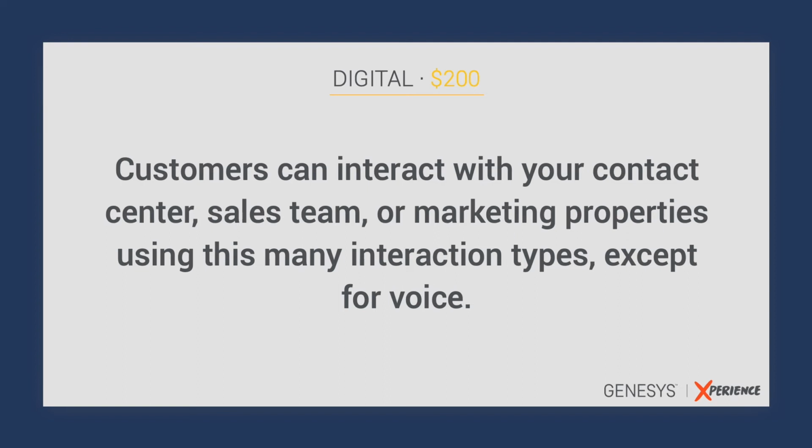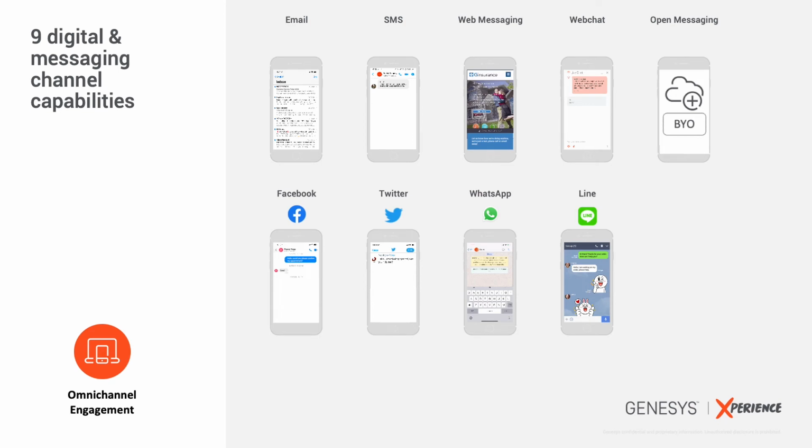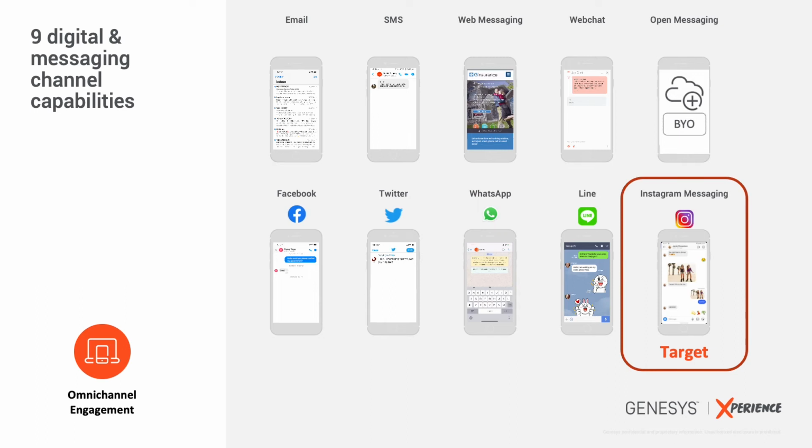Customers can interact with your contact center, sales team, or marketing properties using this many interaction types, except for voice. Ooh, what are 9? And they include email, SMS, web messaging, web chat, our new open messaging, Facebook, Twitter, WhatsApp, Line, and in development soon, Instagram messaging. Leveraging these channels enables contact centers to contact their customers on their terms via the medium or app that they like best and where a conversation originated. It also provides the agents with the ability to shift channels where necessary to meet customers at their most readily available channel, and provides them all of this through a single agent interface that has context and conversation history.